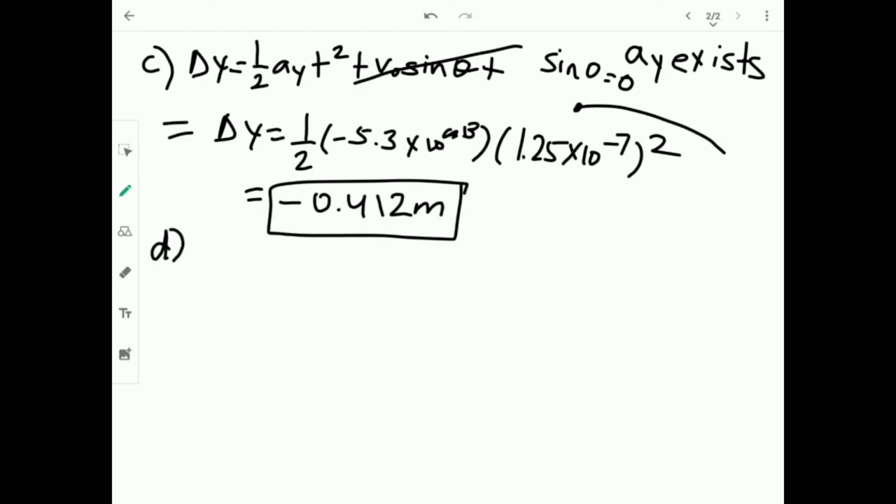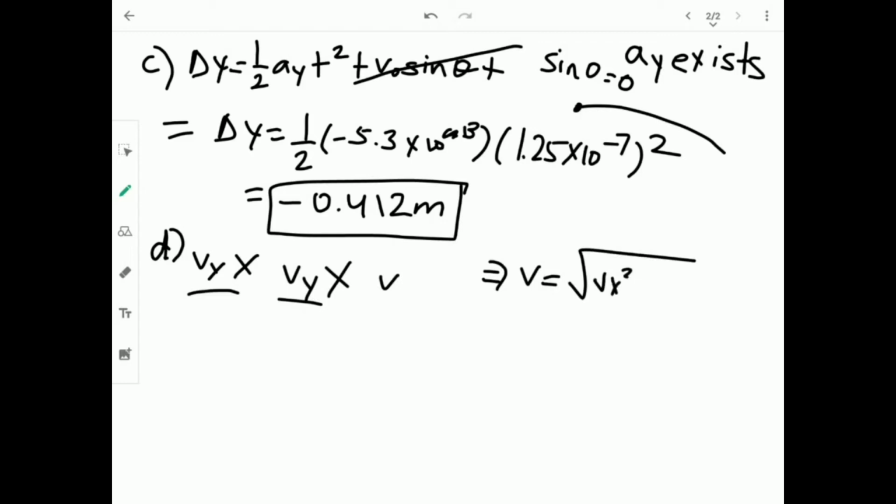Let's do part D. D asks us what's the velocity when it is outside the electric field. So notice here they're not asking for vx, they're not asking for vy, they're asking for total v. So how do you find the v? Well, v is the resultant of this and this. So in effect, the equation we use to find v is the square root of vx squared plus vy squared. vx is very easy to get, it's always constant because there's no acceleration in x. So vx is always 2 times 10 to the power of 6.